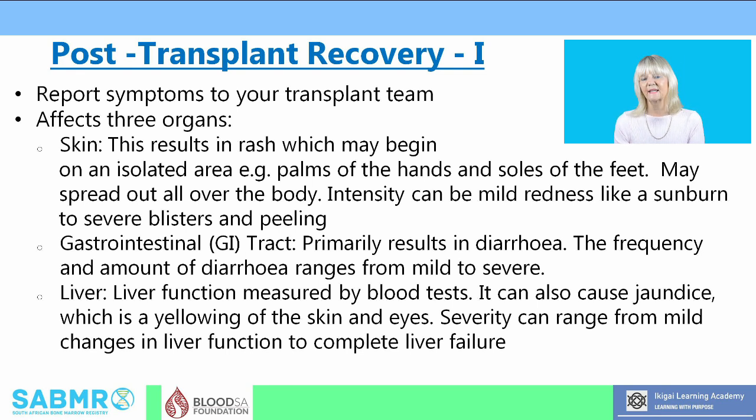Second organ, gastrointestinal tract. This primarily results in diarrhea. The frequency and amount of diarrhea ranges from mild to severe. And thirdly, the liver. This results in changes in liver function measured by blood tests. It can also cause jaundice, which is the yellowing of skin and eyes. And again, severity can range from mild changes in liver function to complete liver failure.